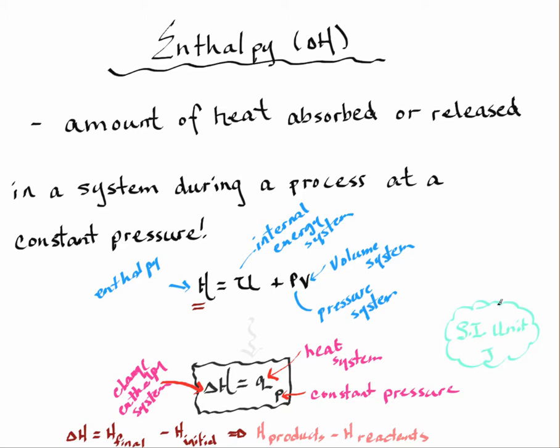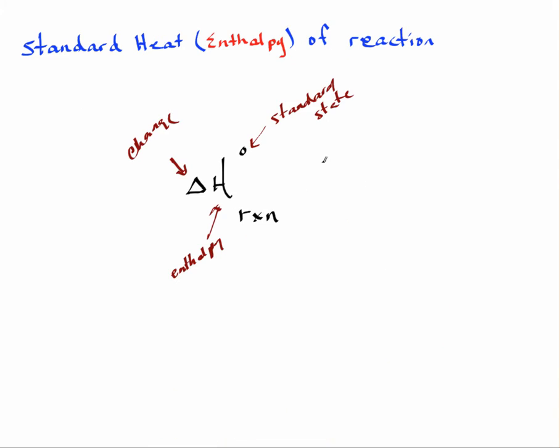Now, the SI unit for energy is the joule, and specifically when we're talking about chemical systems, we're going to be talking about energy in terms of kilojoules. So how do chemists communicate the changes in enthalpy? How do we show what we've done?